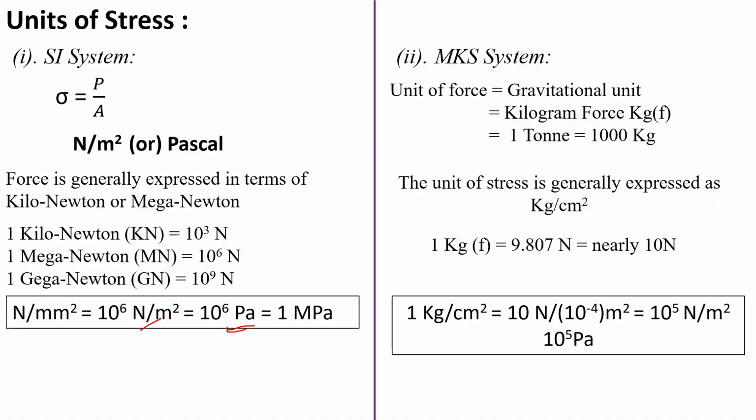So 10 newton divided by centimeter squared, converting into meter squared, gives 10 to the power minus 4 meter squared. Then 1 kg per centimeter squared equals 10 to the power 5 newton per meter squared, which is equal to 10 to the power 5 pascal. So 1 kg per centimeter squared equals 10 to the power of 5 pascal.